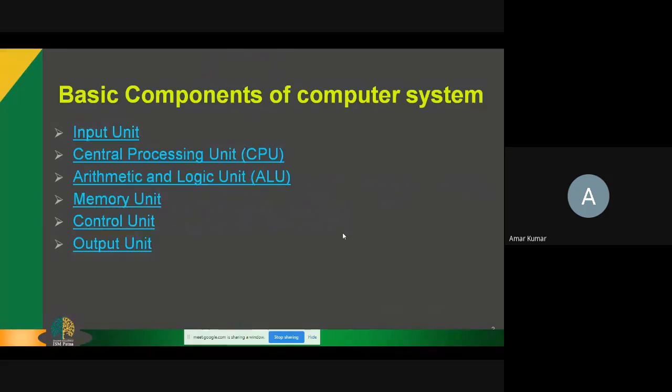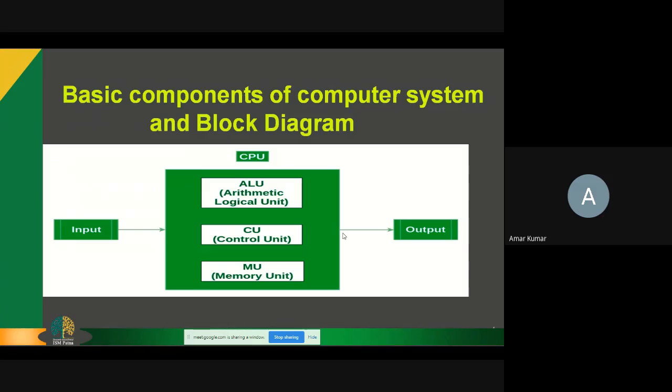These are the basic components of computer system: input unit, central processing unit, arithmetic and logic unit, memory unit, control unit, and output unit. So this is the block diagram of basic components of computer system, we can say. Here you can see that there is input unit, central processing unit. Central processing unit has three parts: arithmetic and logic unit, control unit, and memory unit, and output unit.